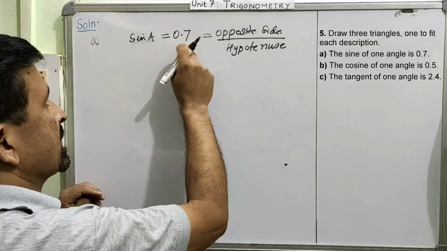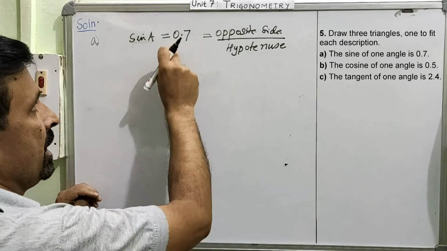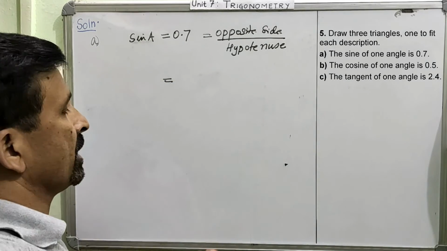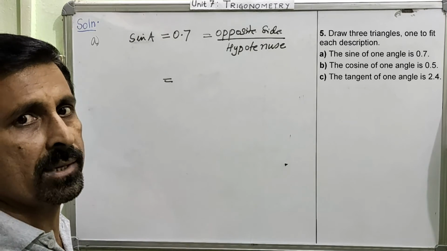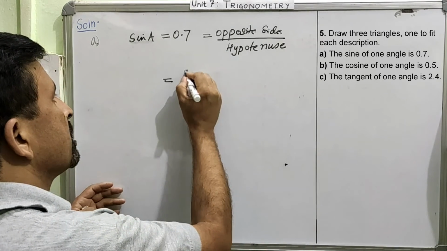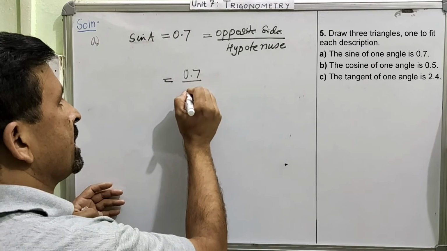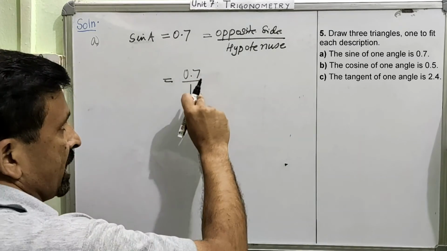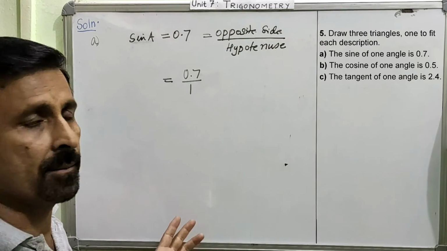So let us express this in the fractional form, in the ratio form. You know that every number is a fractional number. When there is no denominator, it is obviously always 1. So 0.7 can be written as 0.7 over 1. Clear? Now you can connect this with this one. You will get the answer.